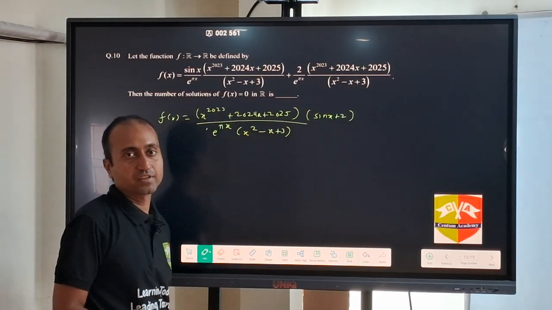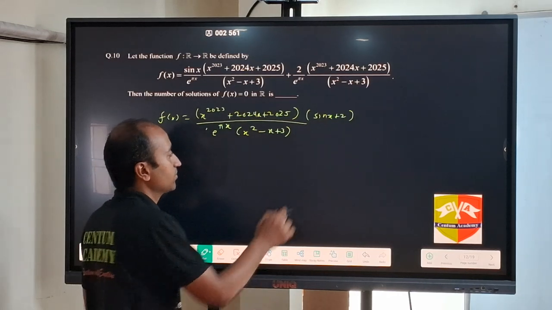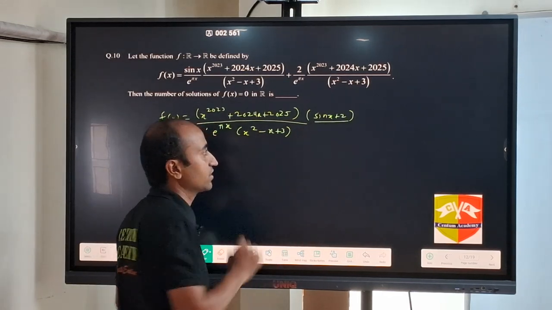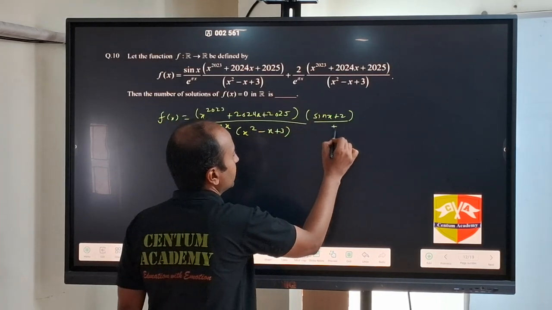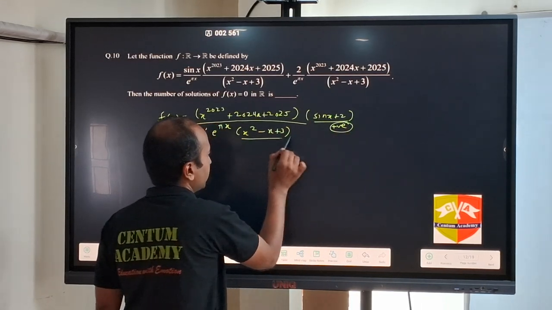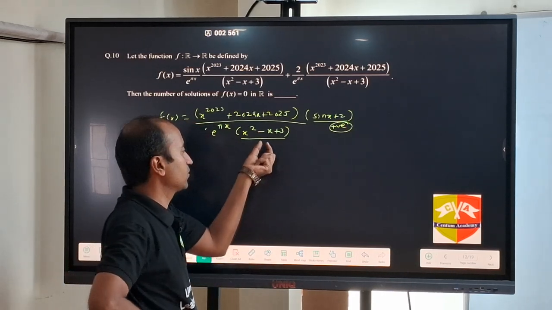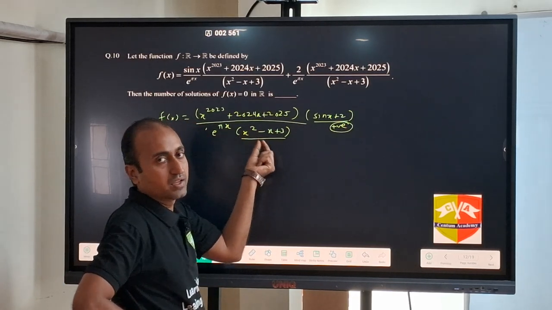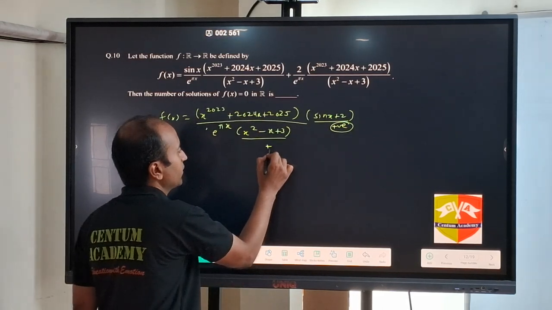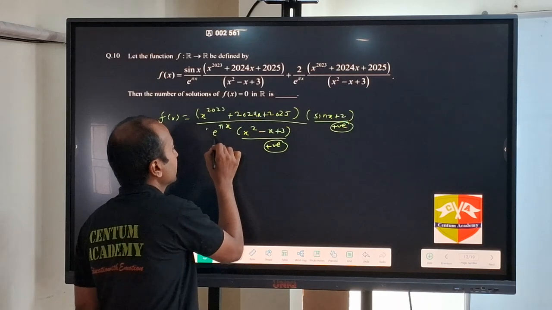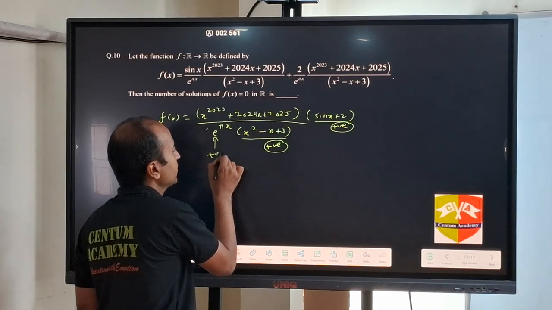Now you are familiar with functions, you know the range of these functions. Sine x plus 2 is always positive because the range of sine x is from minus 1 to 1. If you add 2, its range will become from 1 to 3. So always positive. This expression is also positive. This is a quadratic expression whose leading coefficient is positive, and its discriminant is negative. So its graph will always be above the x-axis, and this is also an always positive quadratic expression. And this exponential function is anyways always positive.